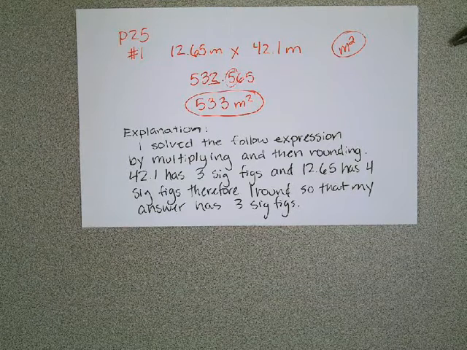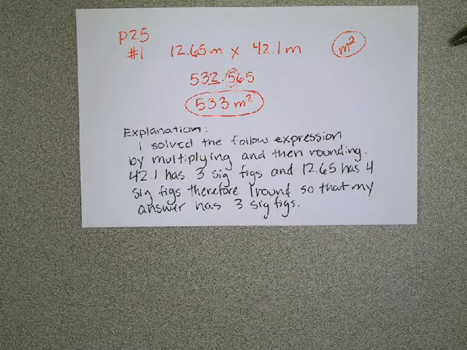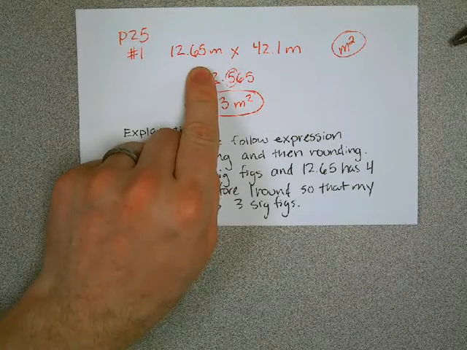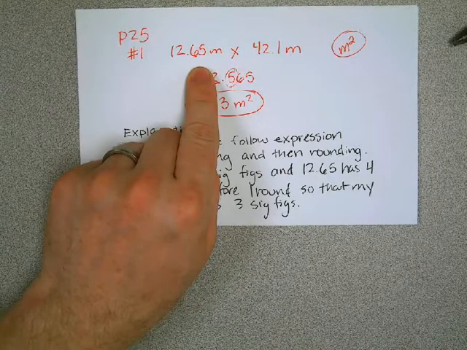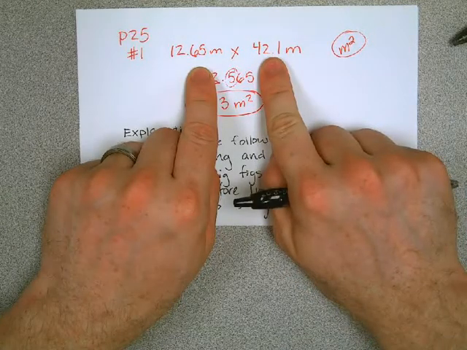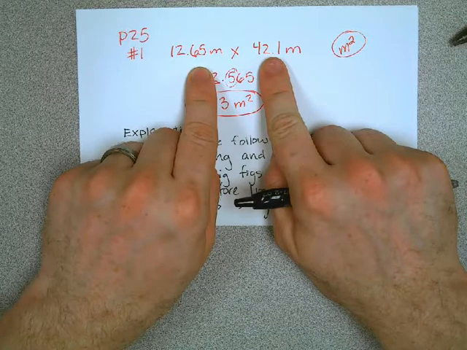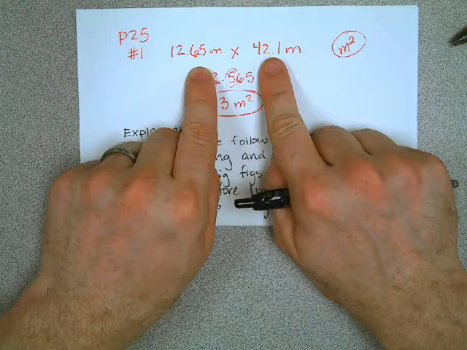When rounding using significant figures, all you have to do is look up at the two numbers. Let's look at the first number. 12 and 65/100ths has four significant figures: the 1, the 2, the 6, and the 5. 42 and 1/10 has three significant figures: 4, 2, and 1. Now these two are pretty easy because they don't have any zeros, and zeros are what make significant figures sometimes confusing.